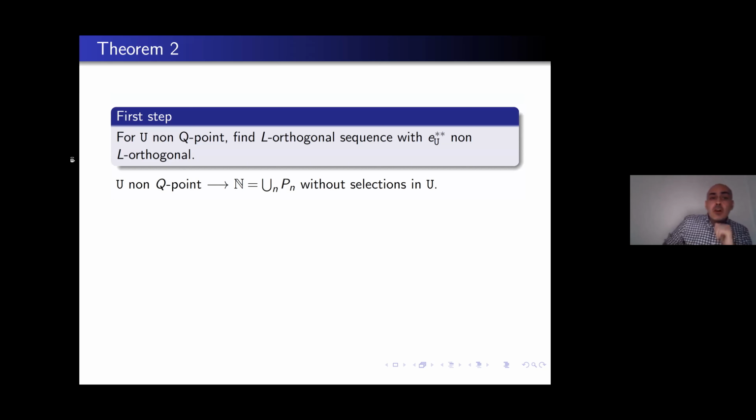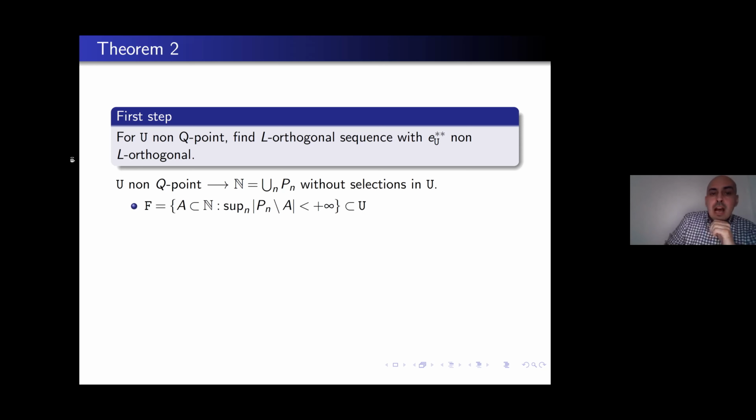So what are we going to do? We start with a non-Q point. And remember what it means, non-Q point. Non-Q point means that I can take a partition of the natural numbers into finite sets without selections in U. Because it's not a Q point, it is impossible to pick an element from each set of the partition and produce an element of the ultrafilter.